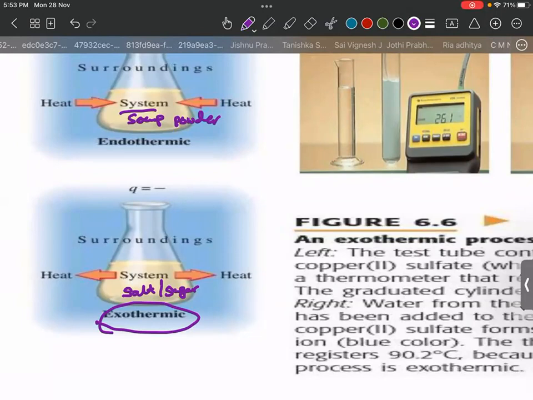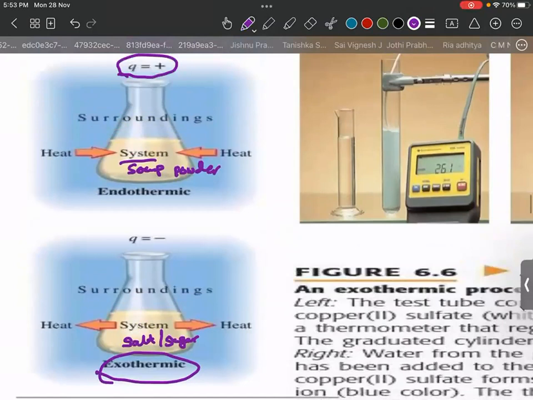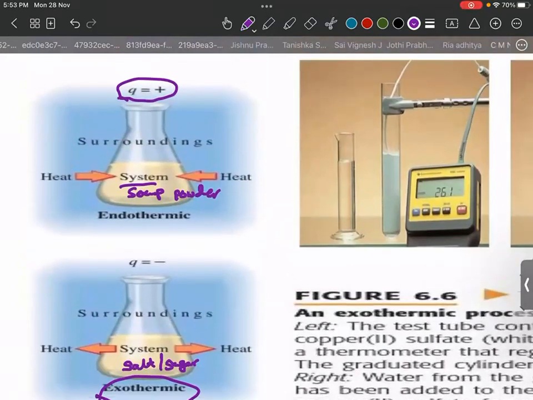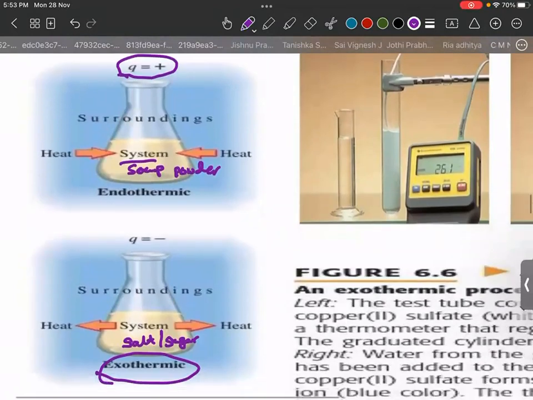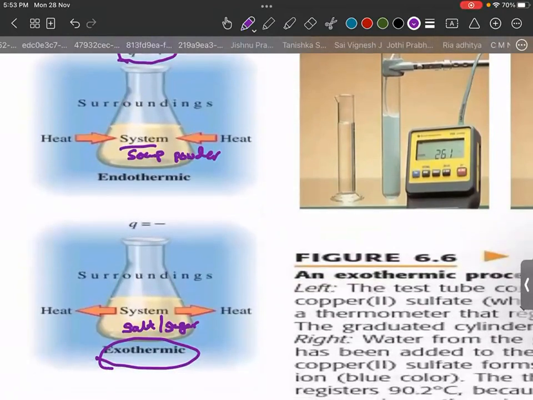What is the meaning? So it is an exothermic reaction. When you are dissolving sodium hydroxide into water, it evolves energy. That's why it becomes exothermic. With another solute put into water, if you are feeling cool, then it is endothermic. Is it clear? So when heat is taken from the surrounding, the process is endothermic. When heat is given to the surrounding, it is exothermic.